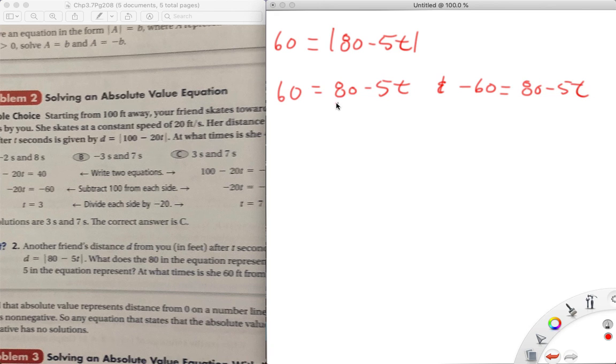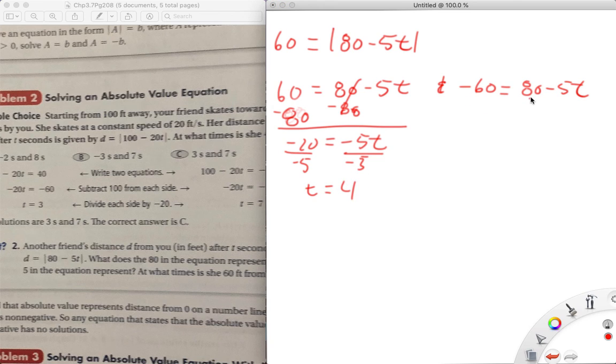So first scenario, I subtract 80 on both sides. That turns into negative 20. Divide both sides by negative 5, and I get that t is equal to 4.